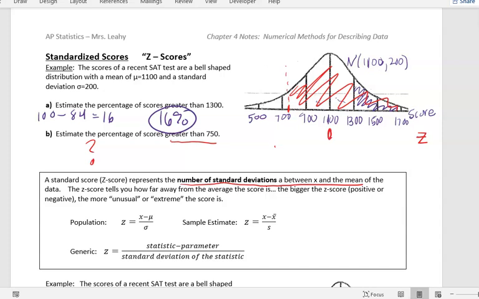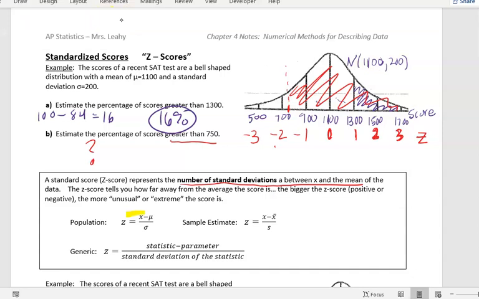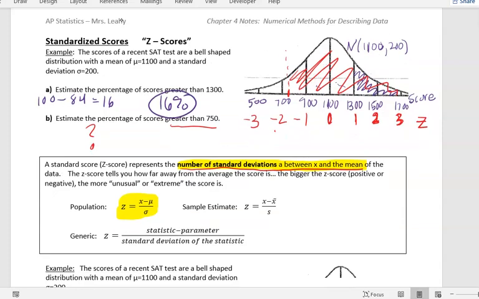So a z-score of 0 would actually be the mean, and then 1 standard deviation up, 2 standard deviations up, 3 standard deviations up. To go the other direction, we would use -1, -2, and -3. All right, so the z-score is the number of standard deviations that you have above or below your mean. Now, the formula for a z-score is to take the difference between your number and the mean and divide by the standard deviation. That's going to give you the number of standard deviations between your value and the mean. Okay? All right, so I'm going to go back here.